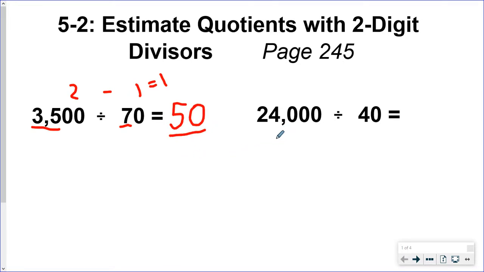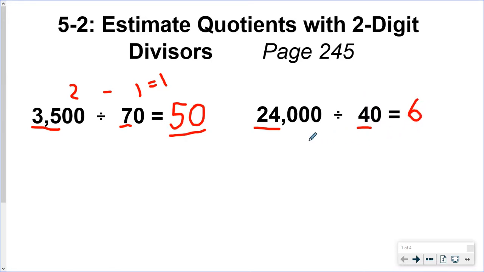We do the same thing over here, where again I'm going to ignore the zeros for just a moment. When I ignore the zeros, my division problem is just 24 divided by 4. Or another way to look at this is, what would I multiply 4 by to get 24? Well, 4 times 6 is 24. So I'm going to write that 6 down.